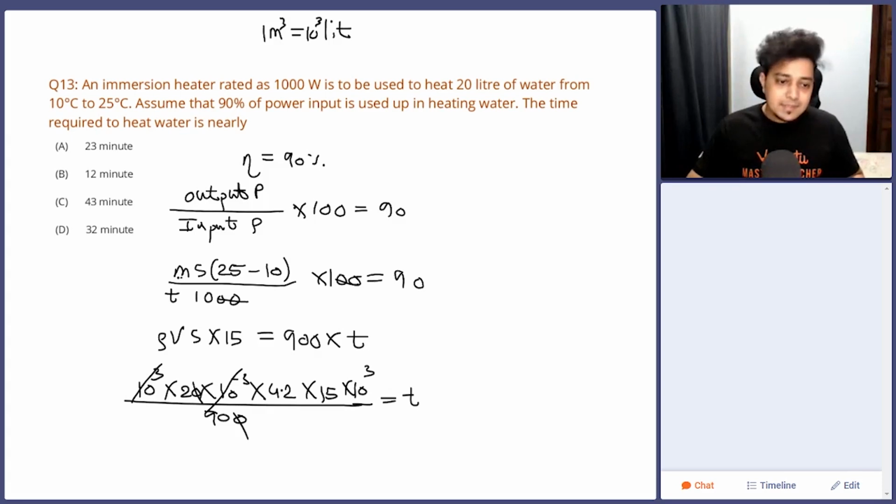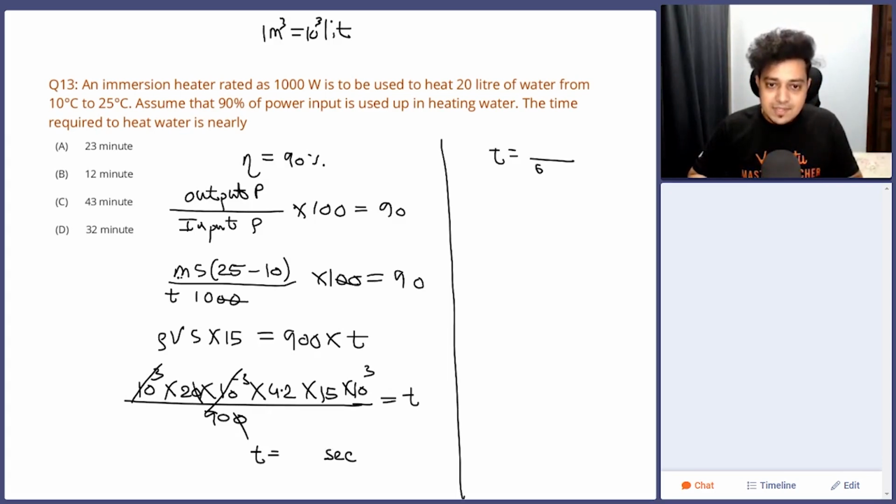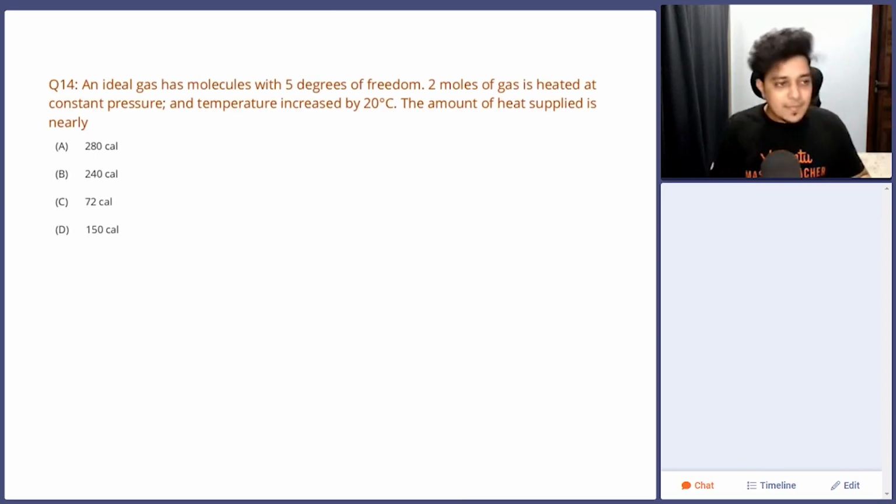Calculation you can manage. This answer will be in seconds because we have solved in SI units. You divide this by 60, and that answer will be in minutes. Whatever answer you get, divide by 60 for minutes. Okay, let's go to the next question.